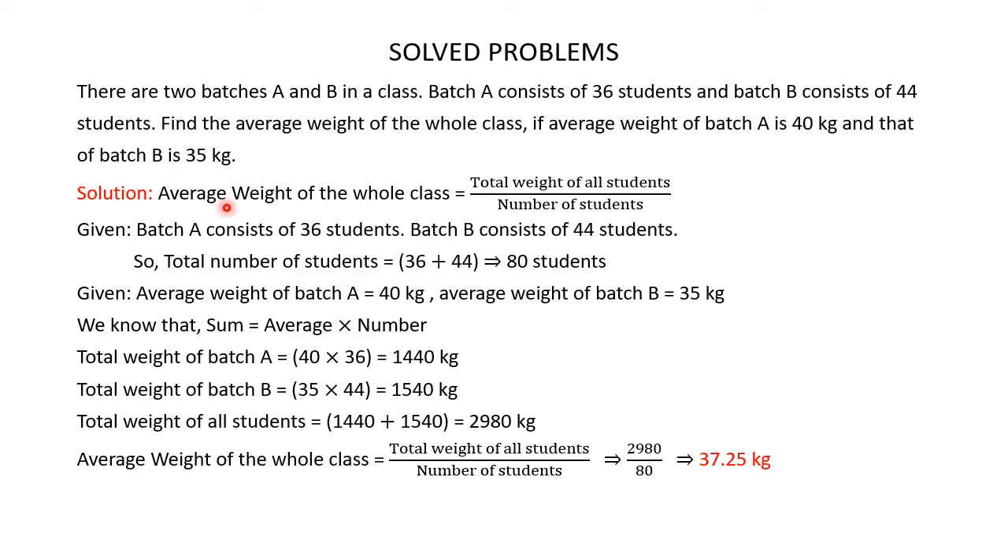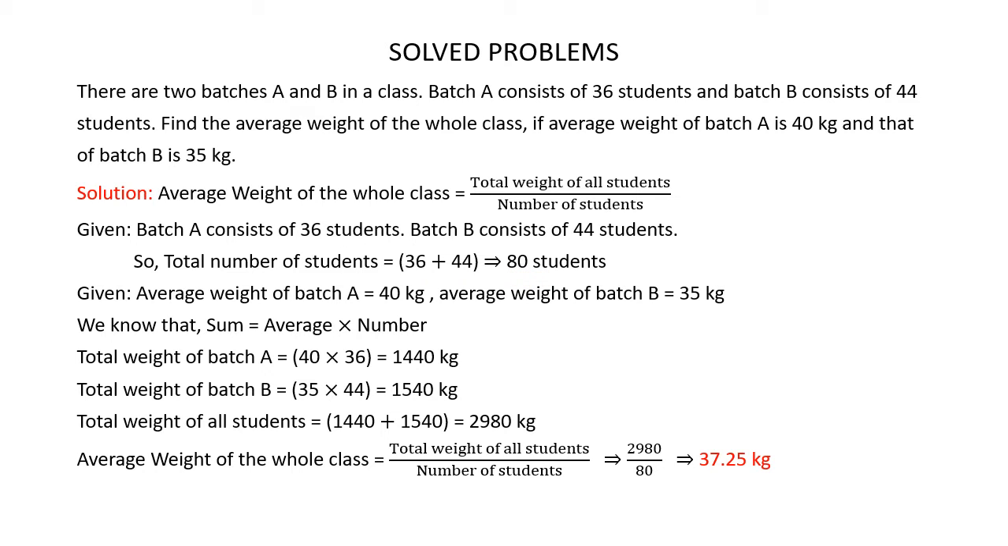So use the formula average weight of the whole class is equal to total weight of all students divided by number of students. So now to find the average weight of the whole class we need to know total weight of all the students as well as the number of students. Now it's given that batch A consists of 36 students and batch B consists of 44 students. So total number of students is equal to 36 plus 44, which is 80.